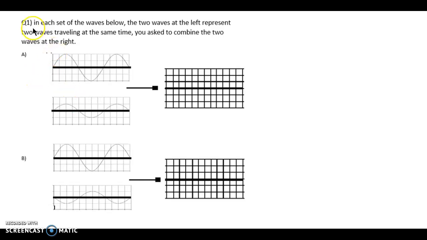It is the first question. Each set of the waves below, the two waves at the left represent two waves traveling at the same time. Here I have wave one, here wave two. You are asked to combine the two waves at the right. Okay. Here I have to draw. You have to draw the two waves here.